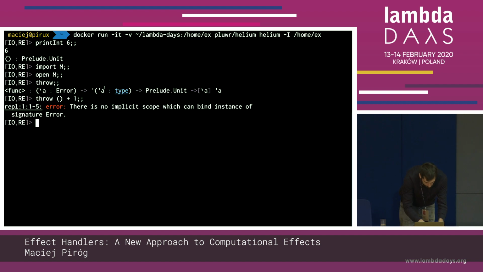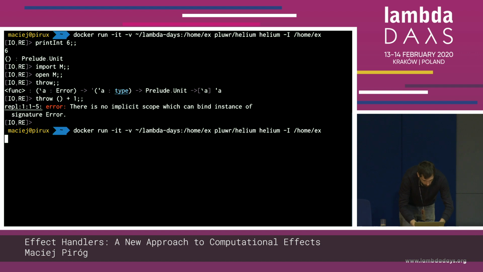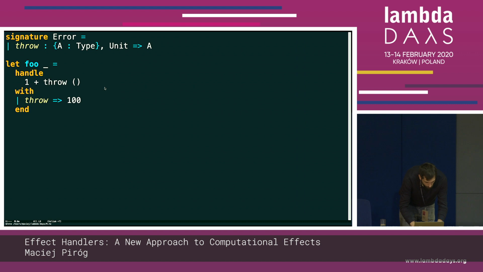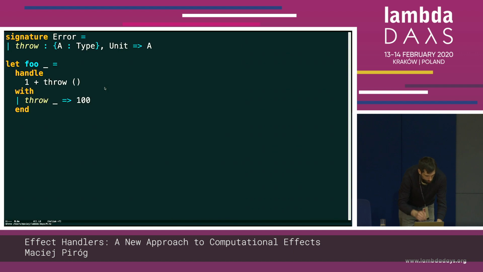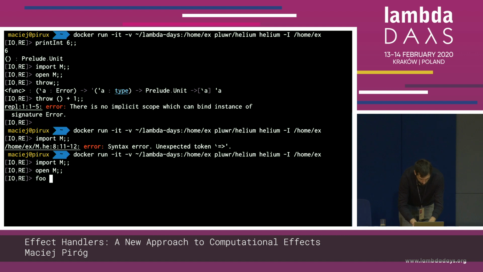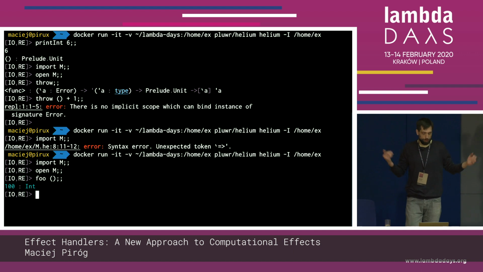Now, oh, syntax error. Forgot the arguments to the operation. All right, so yeah, I need to import, I need to open, and now I can call this function foo with some argument unit and use just 100, because that is what my handler told me.